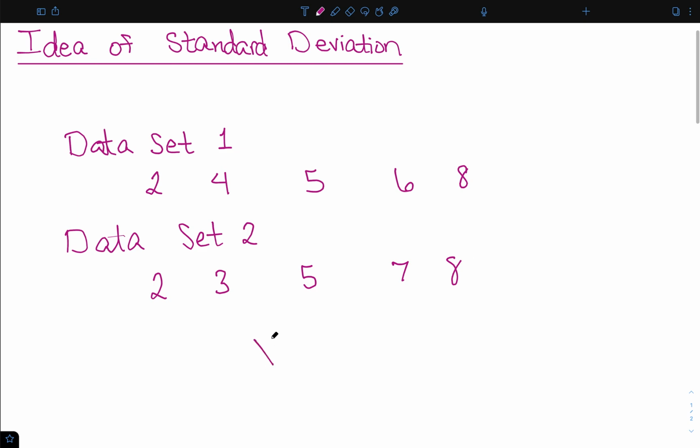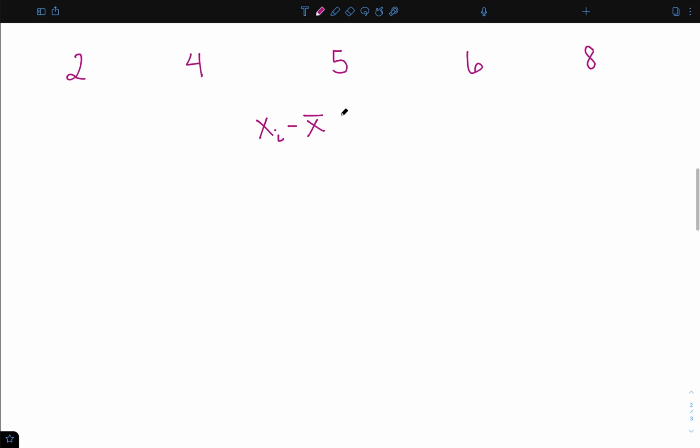We can double check this, but the mean for both of these data sets is 5. So I want to see how far the data values are from this mean of 5. Let's start with data set number 1. We want to find the deviations. In other words, we subtract the mean from each of the values. We already said the mean was 5.